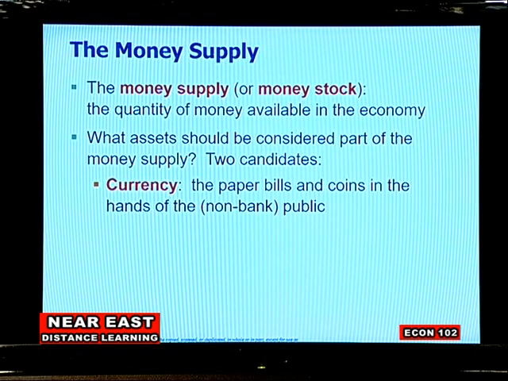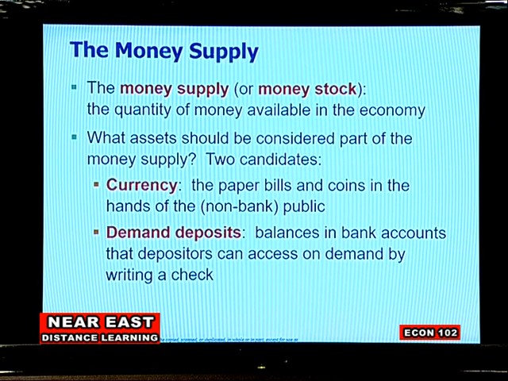Then what assets should be considered as part of money supply? There are so many components of assets that we consider as part of money supply. The first is currency, the paper bills and coins that are held by the public. All the money held by the public is currency. Currency consists of two things: paper currency and coins held by the public. Then demand deposits. When we say demand deposit, we are referring to a checking account. Savings accounts and current accounts are demand deposits.